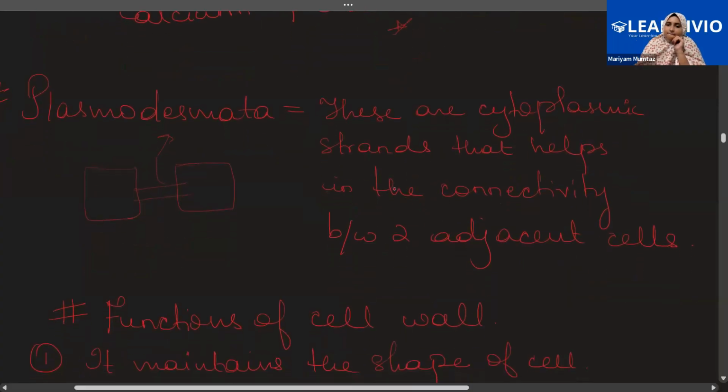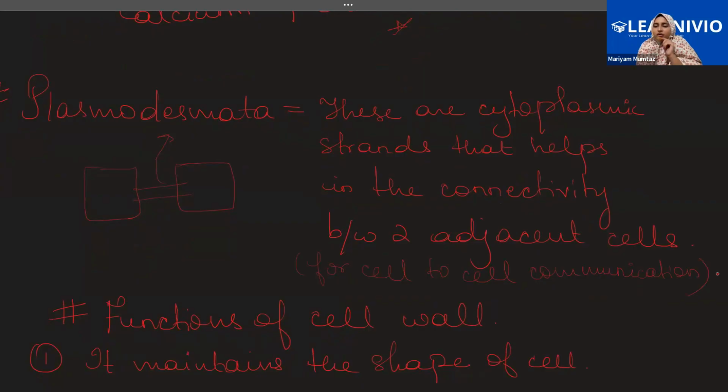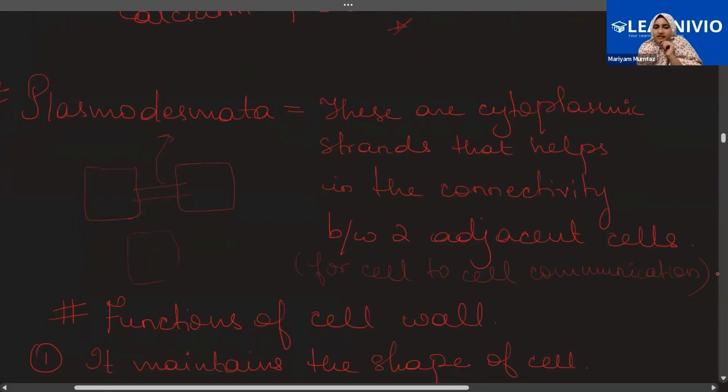Okay, for cell-to-cell communication. Ma'am, so there will be a gap between the cells? Yeah, it will not be this prominent, but there will be. Like this is just a pictorial representation. For example, maybe the cells are situated like this, but maybe there is this connection in between them. It depends from cell to cell.